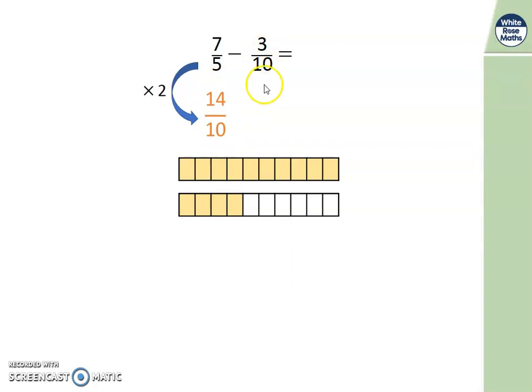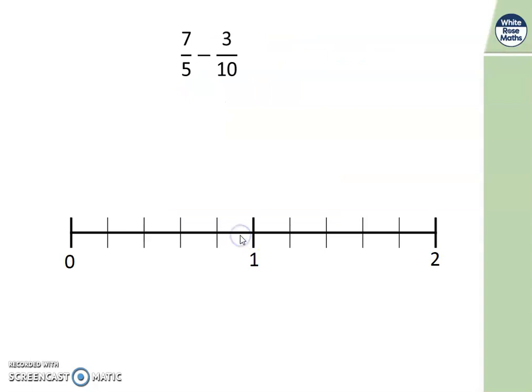We can now easily subtract 3 of those tenths by drawing a line through. Now we can see quite clearly that we have got 10 tenths and one more tenth. 10 tenths and one more makes 11 tenths, and we can see from the bar model that that is 1 whole one and 1 tenth. Let's move on. We could also look at that same calculation on a number line.